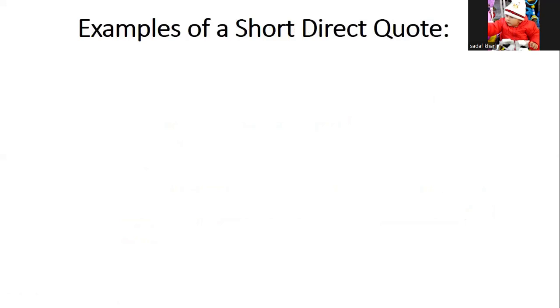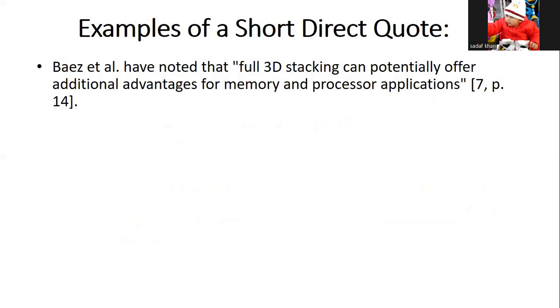Examples of a short direct quote. For instance, Bez et al. have noted that full 3D stacking can potentially offer additional advantages for memory and processor application. Now see, this citation is from reference number 7, then I have marked a comma. Then the page number has been mentioned. It means this has been copy pasted. And when we copy paste anything, most of the time we use inverted commas as well.